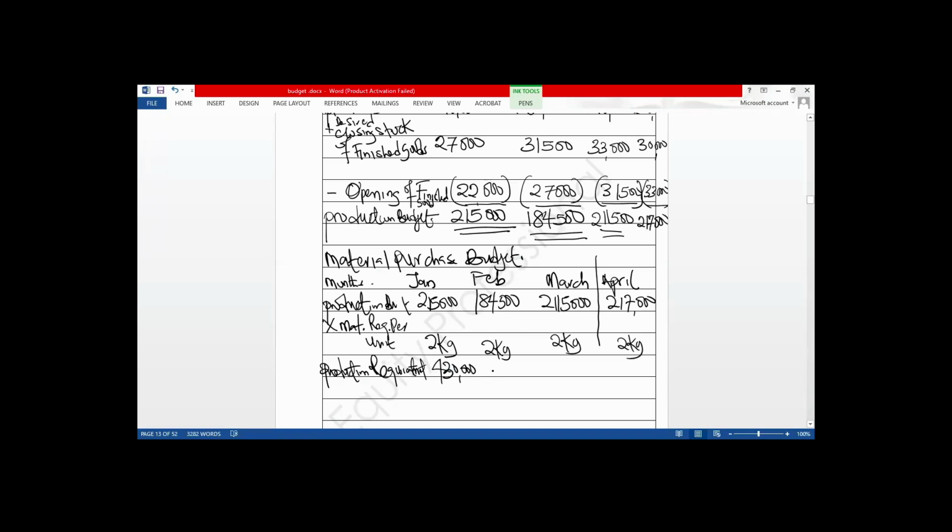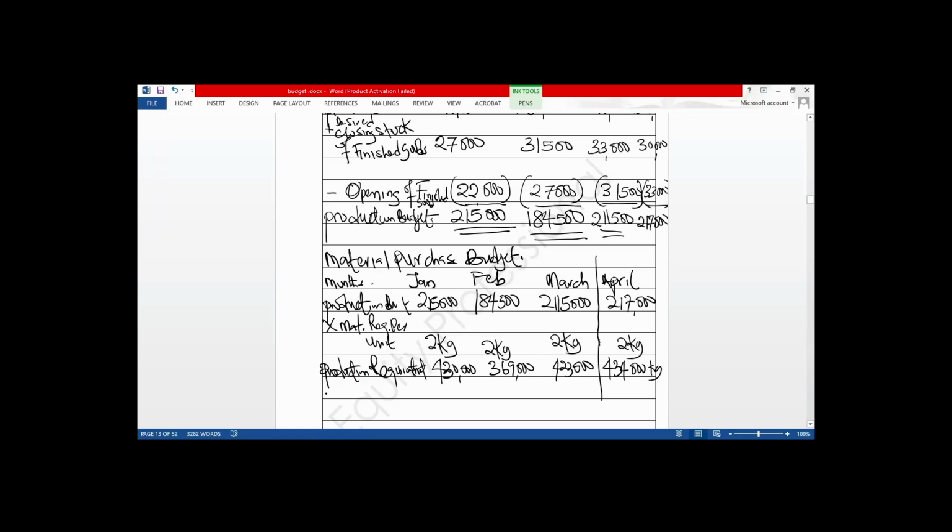This should be 369,000 kg. Multiply here. This should be 423,000 kg. Then multiply here. What do you have? 434,000. That is the material required for production in each month.